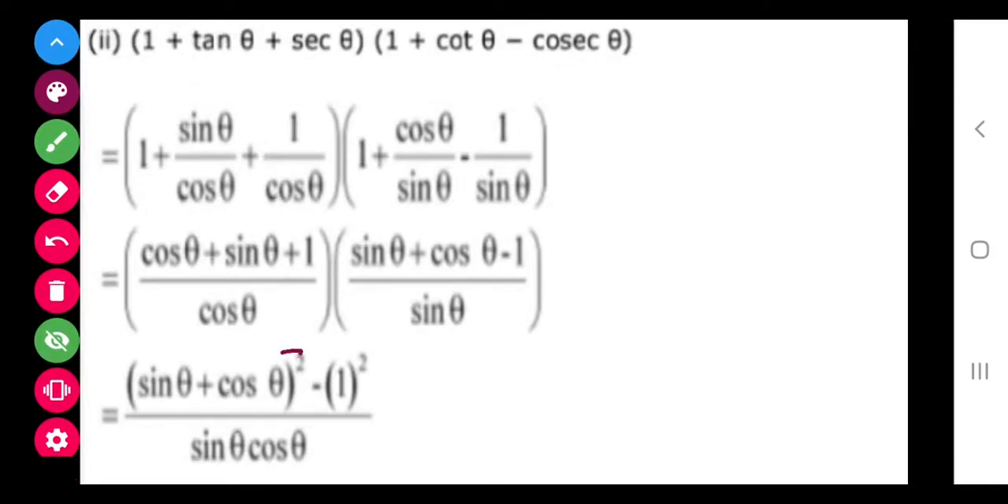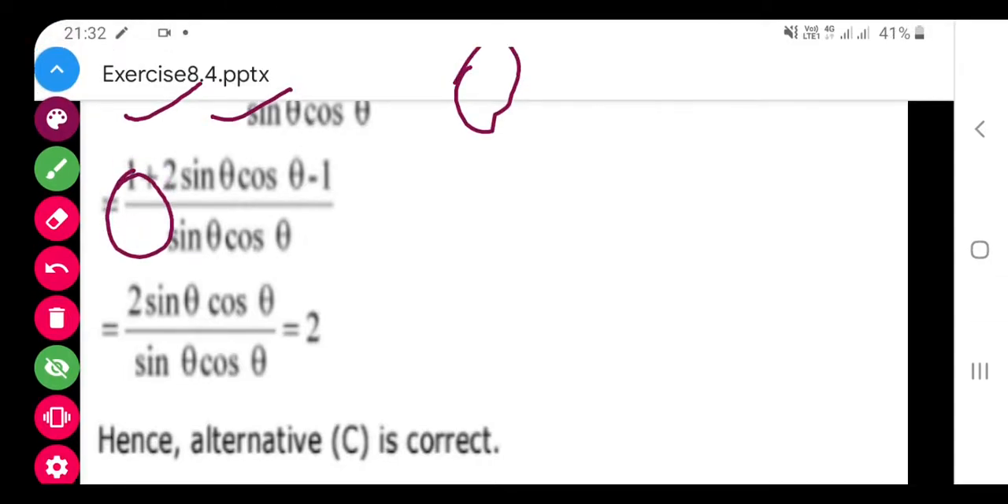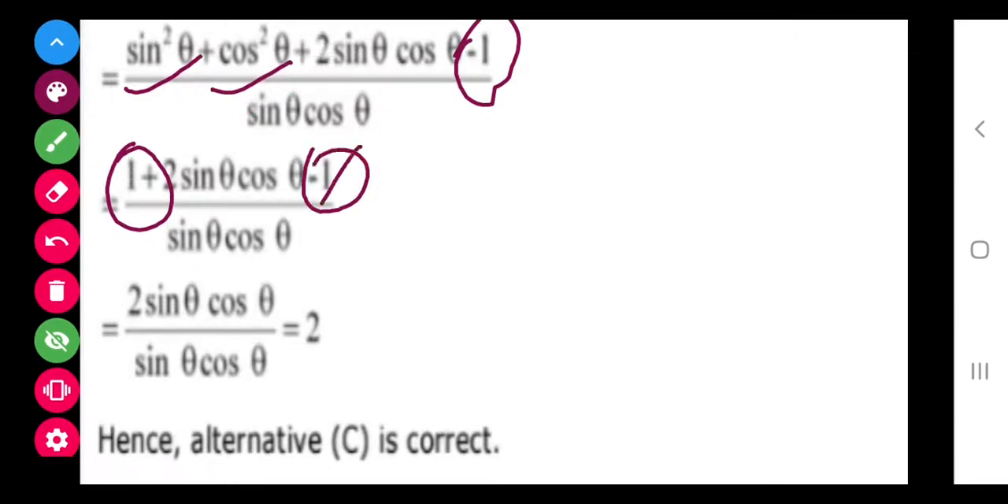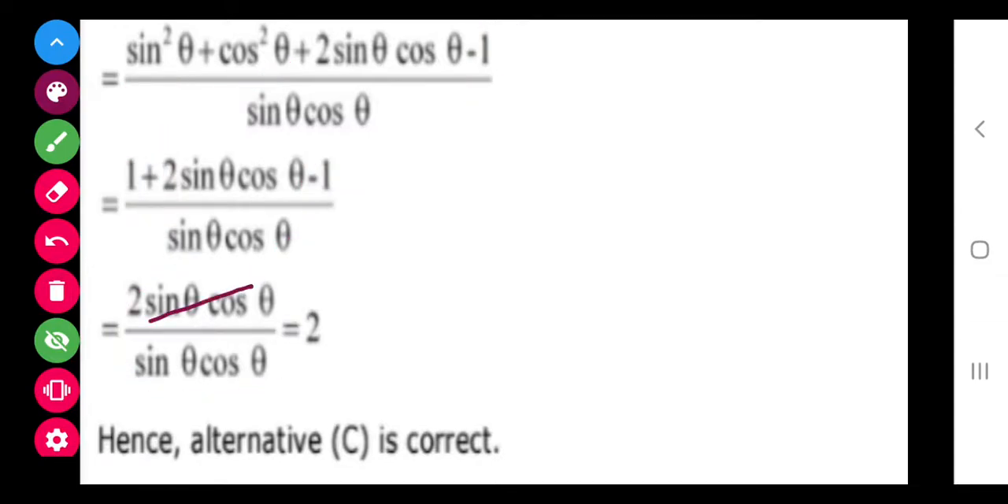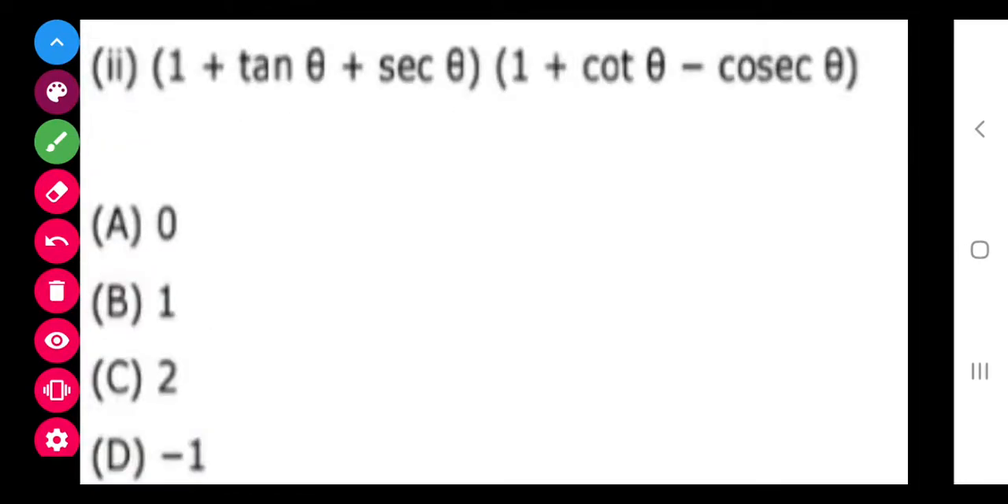this is the whole square formula. So the whole square formula is expanded, and now we again have sine square theta plus cos square theta, that is equal to 1, and minus 1 was left. This minus 1 and this will cancel, so this will remain, and in this also you can see that this and this are cancelled, so the answer is 2. So C is the correct option. So in this, C is the correct option.